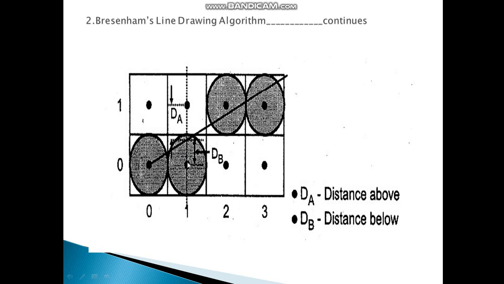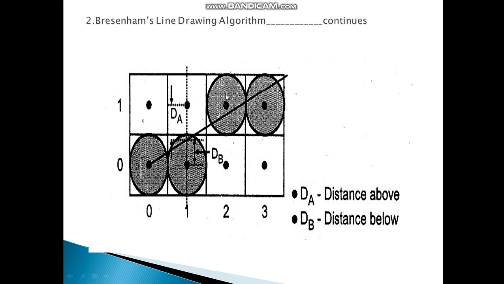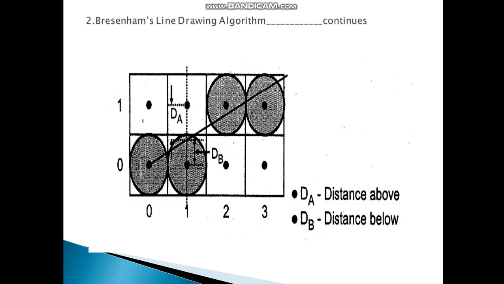Second, the intercept of the line with the line x equal to 2 is closer to pixel (2,1) than pixel (2,0). This (2,1) is nearest to the true line than (2,0). So these two pixels are the nearest to the true line, and we calculate the nearest pixel with the help of the decision parameter.